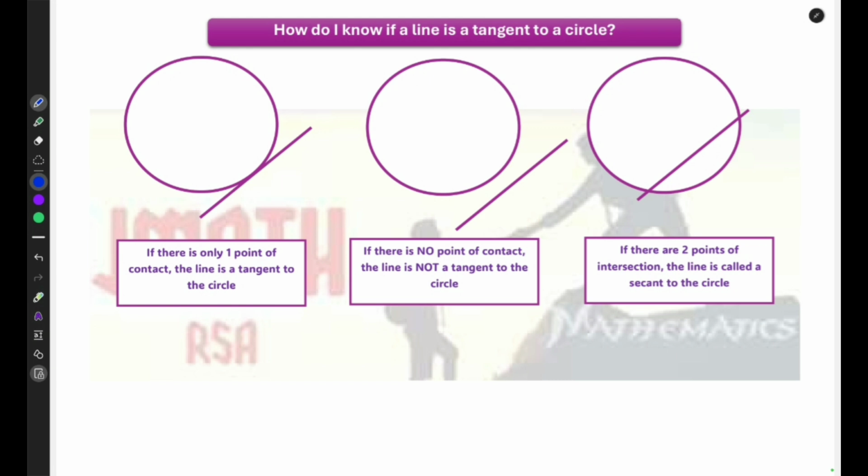Let's cover that quickly. If you look at the screen, a line is a tangent if it touches a circle exactly once. Okay, then obviously if it doesn't touch the circle, then it's nothing, it's just a line. But if it intersects the circle twice, it's called a secant.